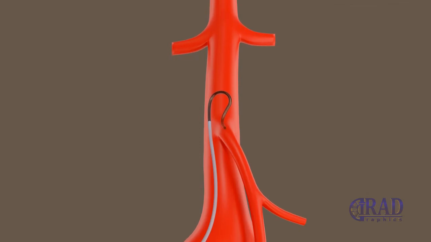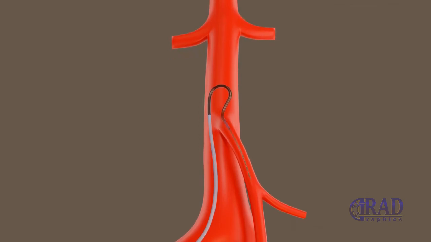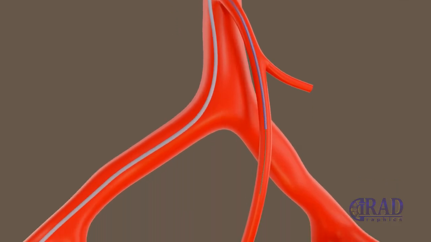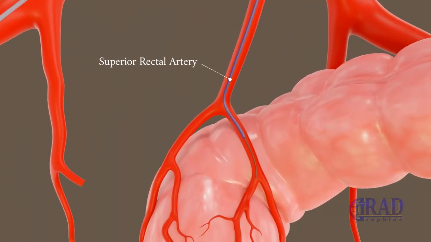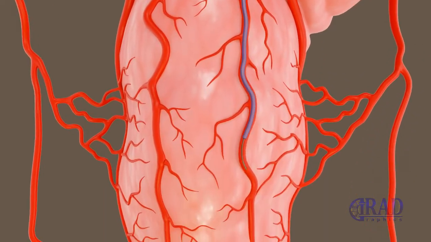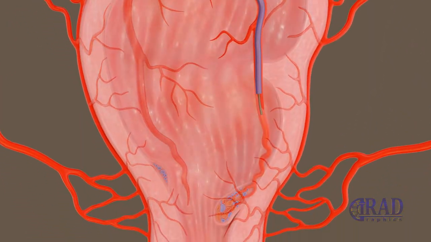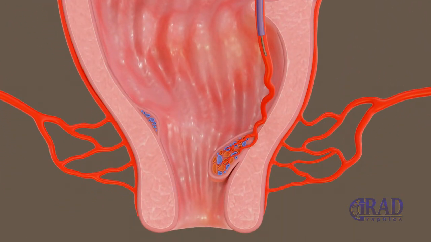Subsequently, the wire is exchanged for a combination of microcatheter and microwire. This combination is advanced through the curved catheter to select the superior rectal artery contributing to the hemorrhoid. Once the tip of the microcatheter is placed close to the hemorrhoid, the microwire is removed and embolization of the hemorrhoid is initiated using small particles in a pulsatile fashion.